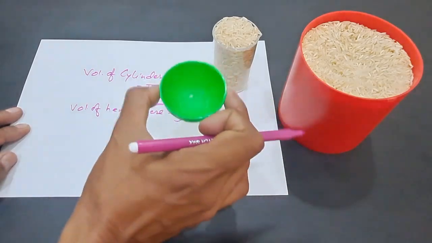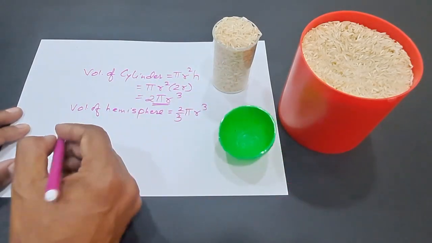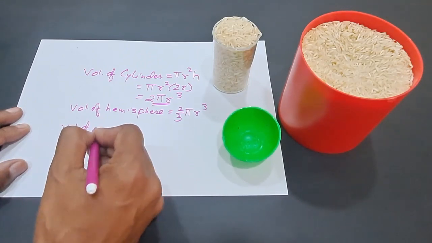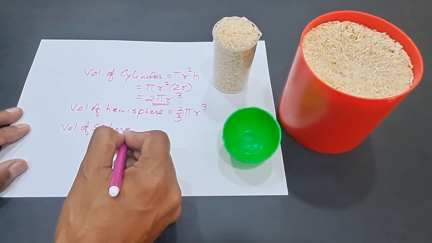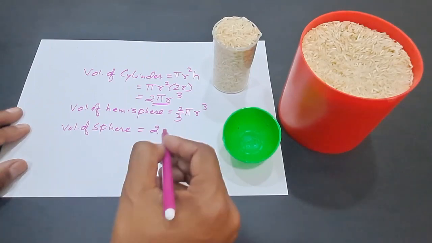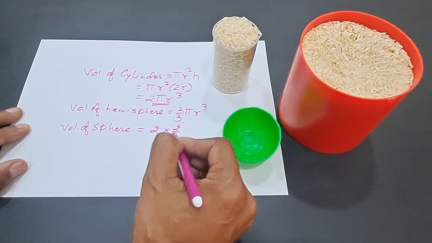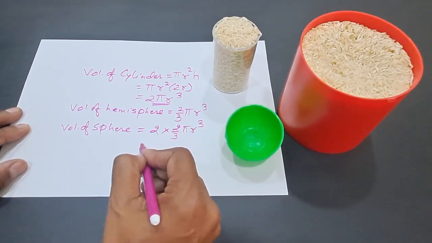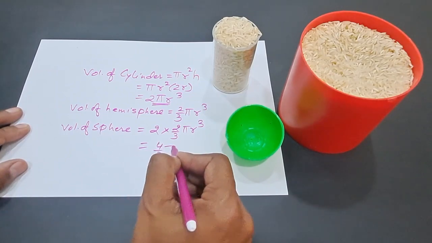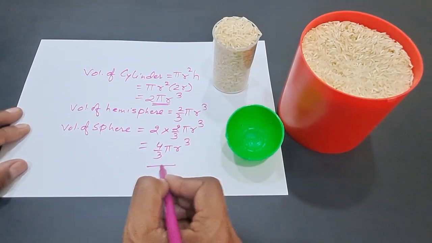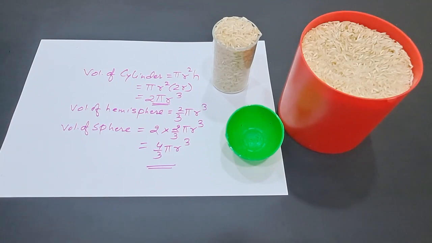If this hemisphere is converted into a sphere, then the volume of sphere will be double the volume of hemisphere. So double of 2/3 pi r cube gives 4/3 pi r cube, or 4 by 3 pi r cube, as the volume of the sphere. So that completes the activity of finding the formula for volume of sphere using these materials.